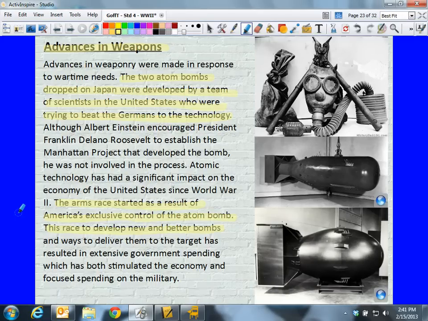What happens because of that competition? There was a lot of excess and extensive government spending to take place on that research because they had to spend money to try to develop new technology and weaponry. Now, it did have a positive impact, that it did stimulate the economy and focus spending on the military, which was an effort that was taking place in many countries throughout the world.